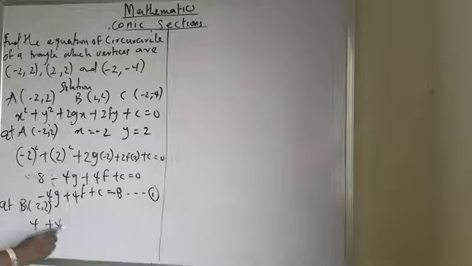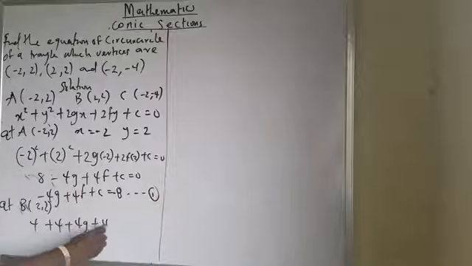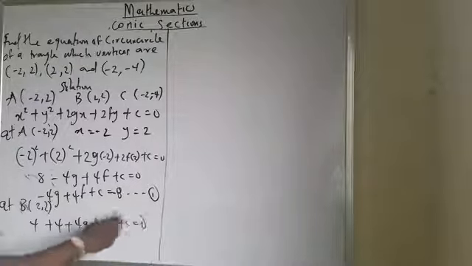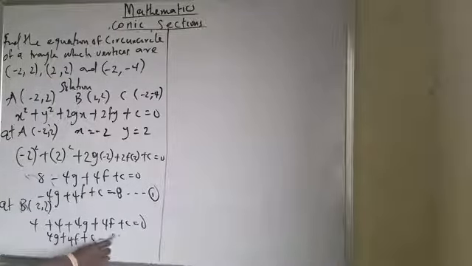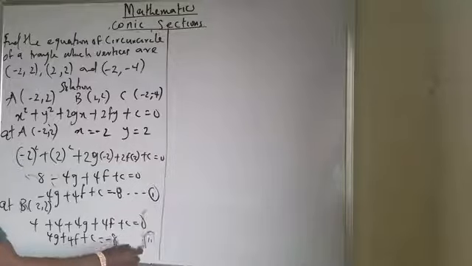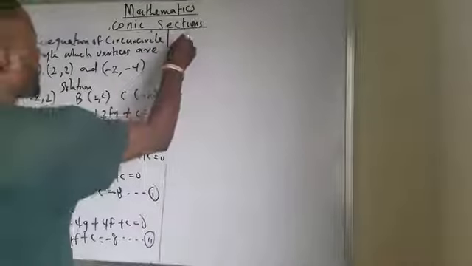And also, you can do the same thing at B, which is 2, 2. I'll have 4 plus 4 plus 4g plus 4f plus c equals 0. Now, I'll have 4g plus 4f plus c equals minus 8, equation 2.